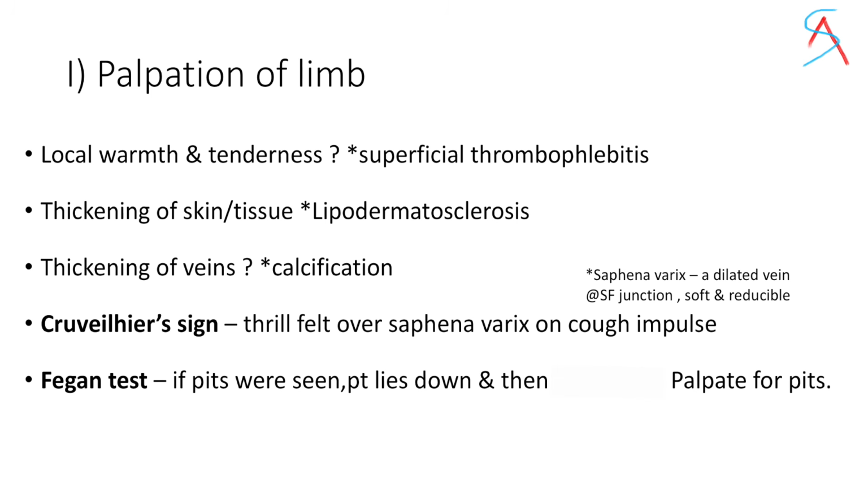Saphena varix is a dilated vein near the saphenofemoral junction, which will be soft and reducible. There you have to place your hand and tell the patient to cough. If you feel a thrill there, it means Cruveilhier's sign is positive. If saphena varix is not present, then you don't have to do this.